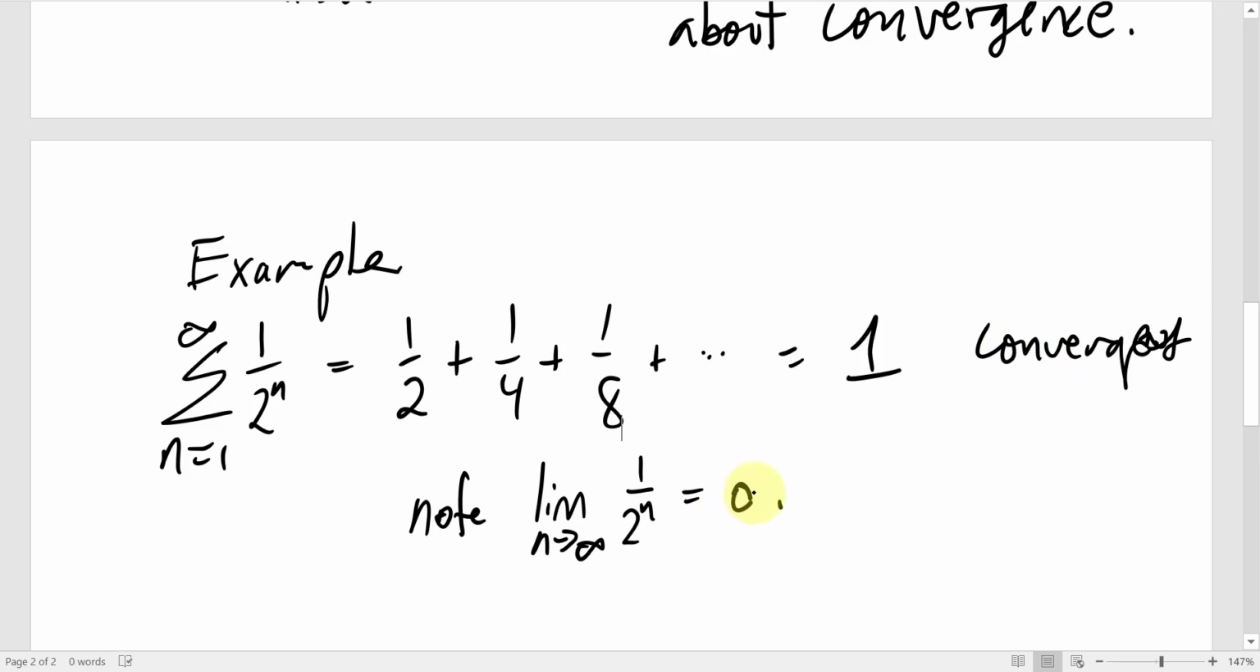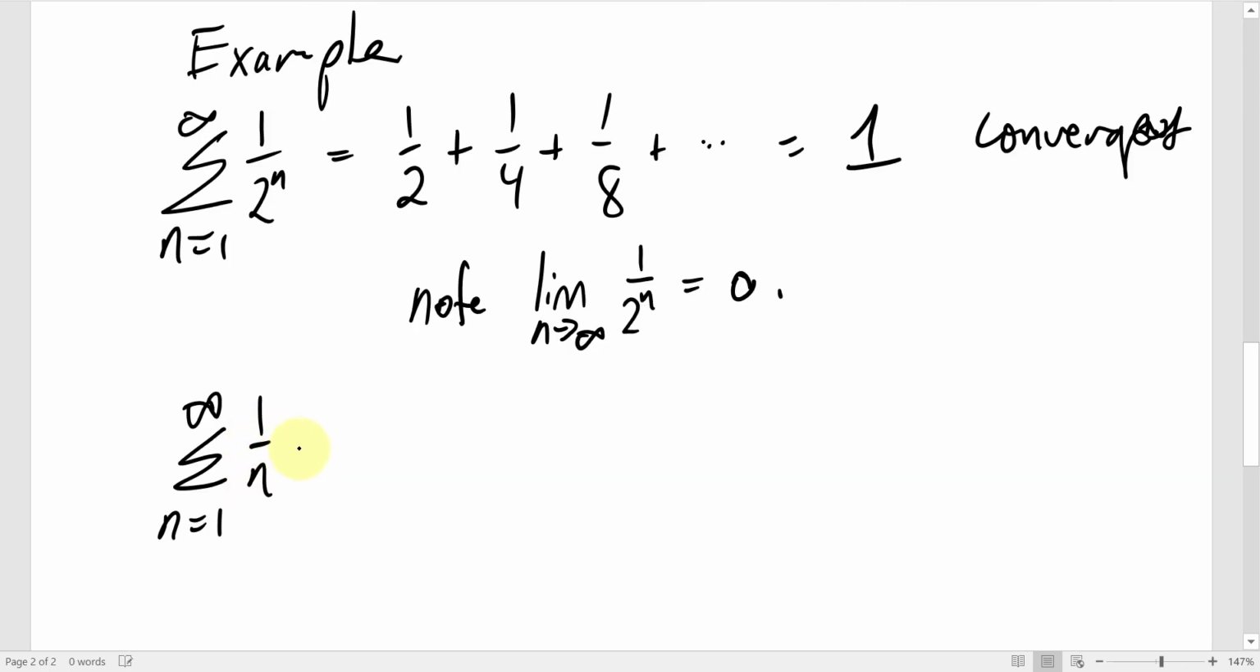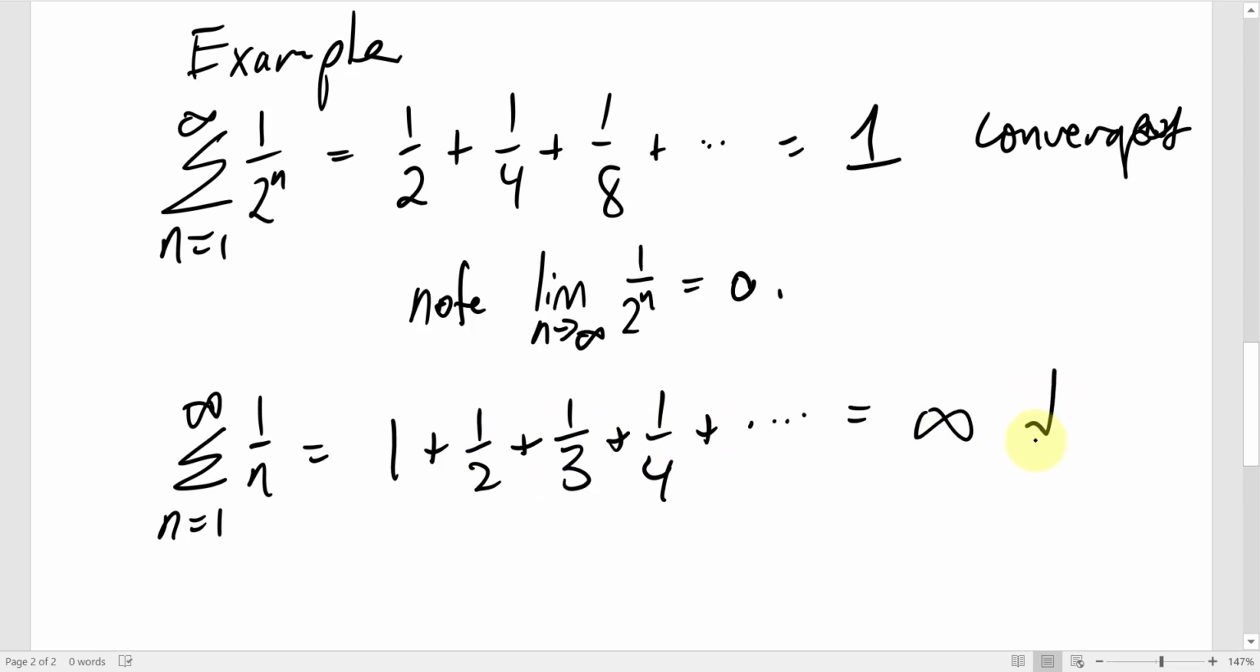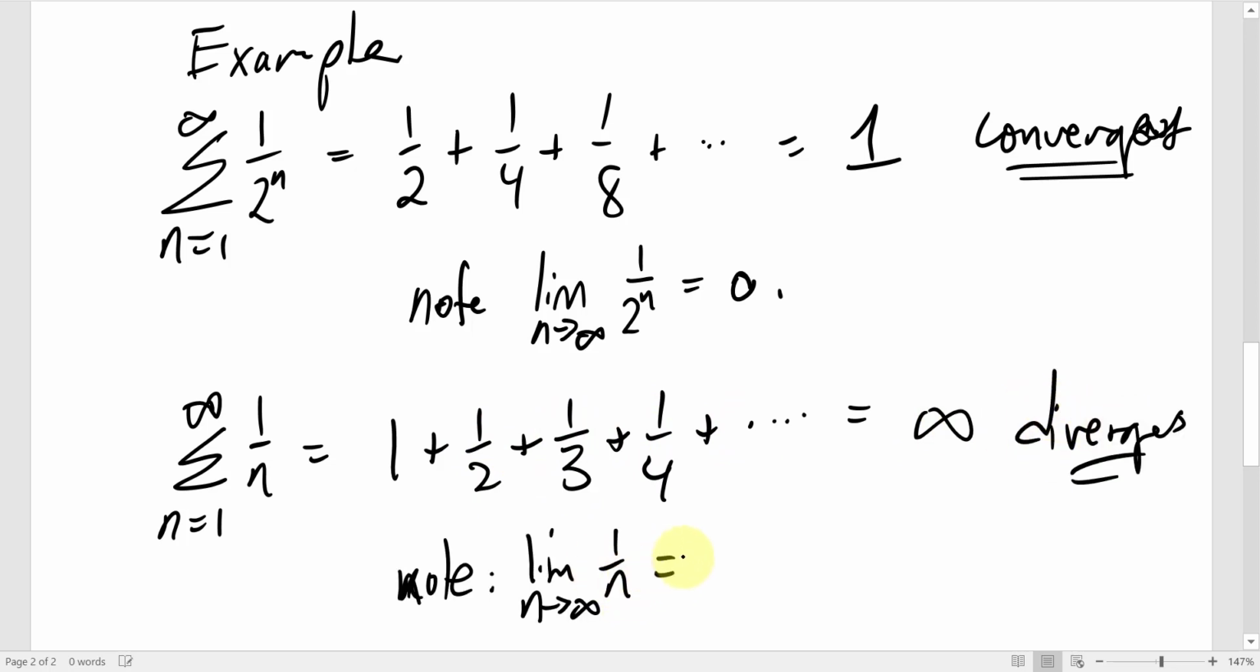Look, the terms go to 0, right? Take this one, the harmonic series: plug in 1, you get 1, plus 1/2, plus 1/3, and 1/4. It's infinite. It diverges. And obviously, as n goes to infinity, 1 over n also approaches 0. So in each of these examples, the sequence of terms themselves converge to 0. So if the terms go to 0, that doesn't tell you whether the series will converge or not. Hopefully that will be something you can hold on to.